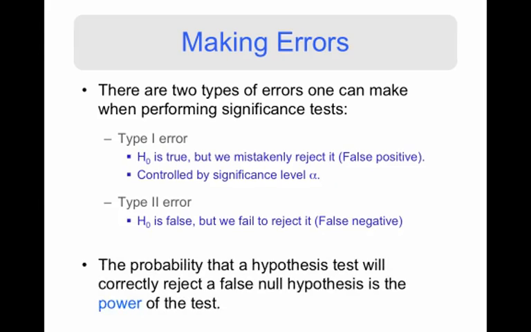The probability that a hypothesis test will correctly reject a false null hypothesis is sometimes called the power of the test. So we ideally want that to be very, very high. And usually we choose the alpha level to control the type 1 error, but we control the power by increasing the sample size.